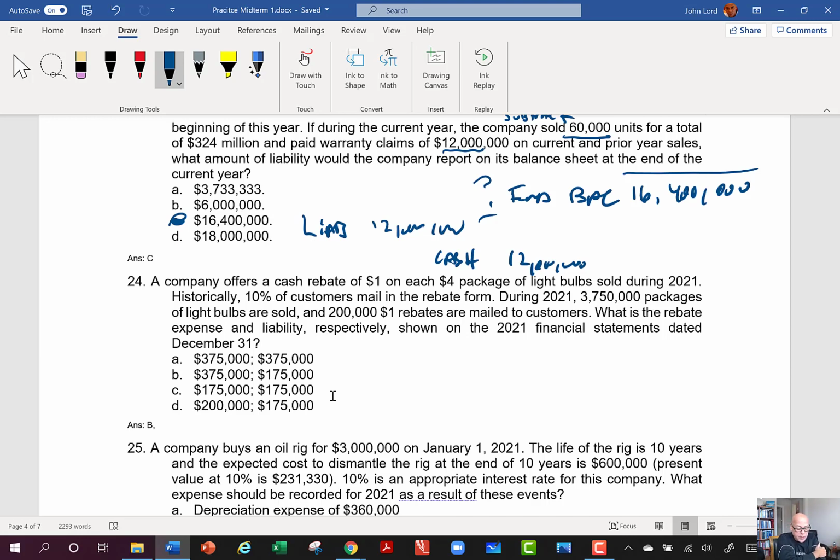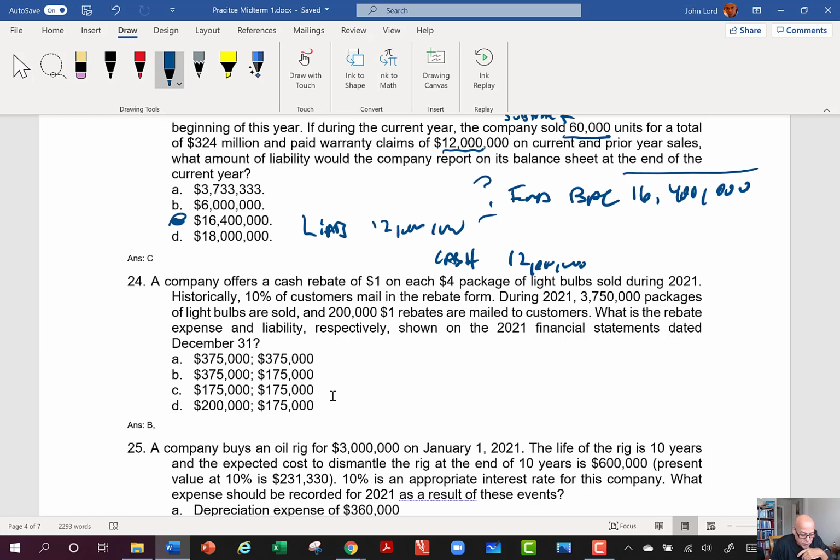Historically, 10% of the customers mail in the rebate form, right? And I think I said I'm one of those people that never take the rebate. I buy $4, I spend $4. All I got to do is send in this stupid piece of paper, and they'll send me $1 back, and I never do it. It's like throwing $1 away in the garbage.